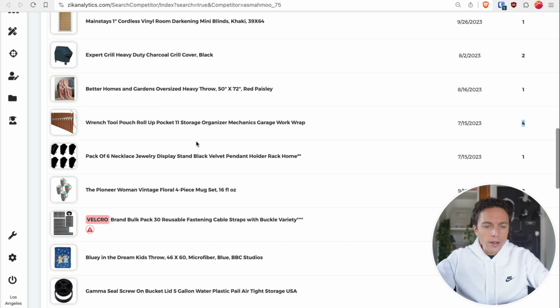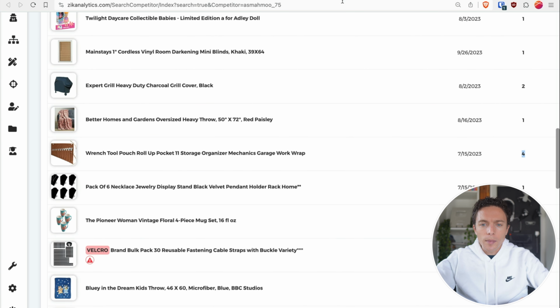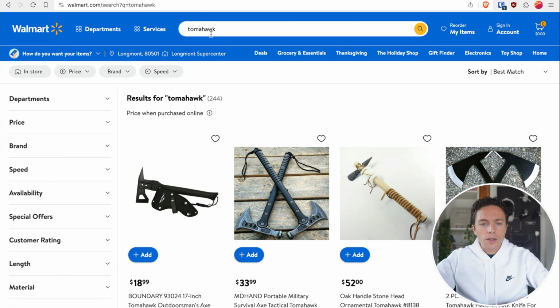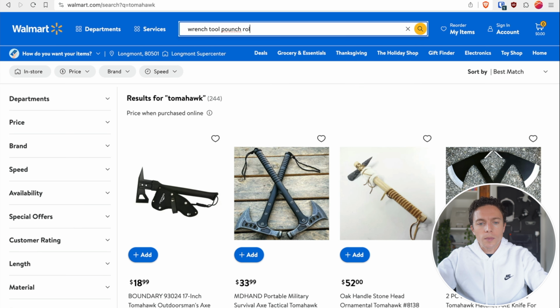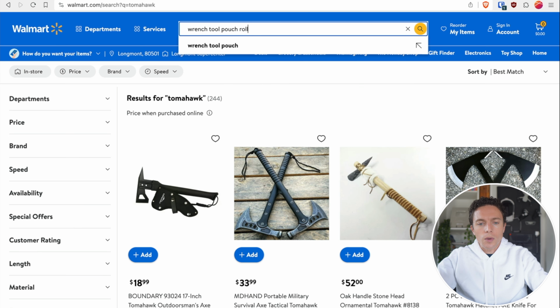This is some sort of wrench tool pouch roll-up. So let's look for that. Wrench tool pouch roll-up.